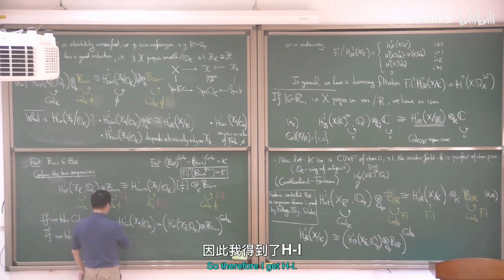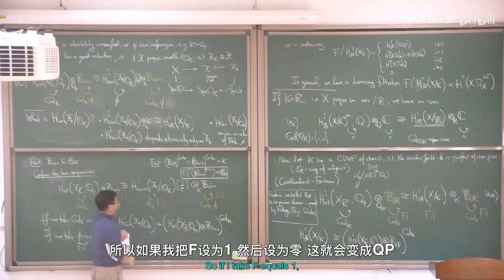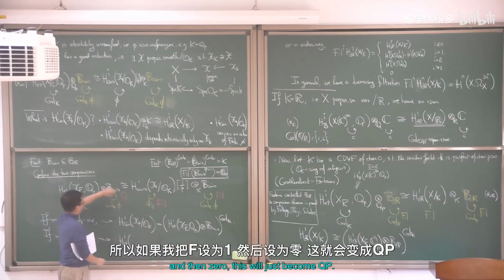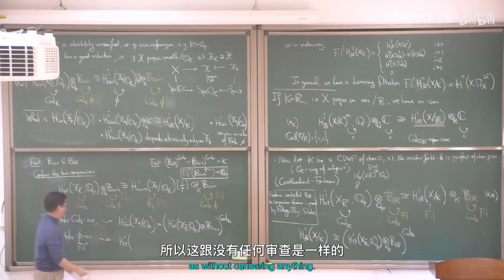So therefore, I get H^i. I just recover, oh, excuse me, my bad. This is invariance and this is equal to Q_p. If I take phi equals 1 and then Fil^0, this will just become Q_p. So this is tensor over Q_p, so therefore it's the same thing as without tensoring anything.